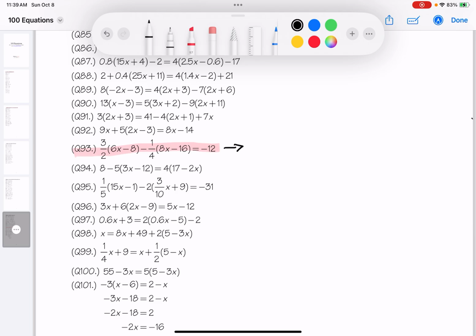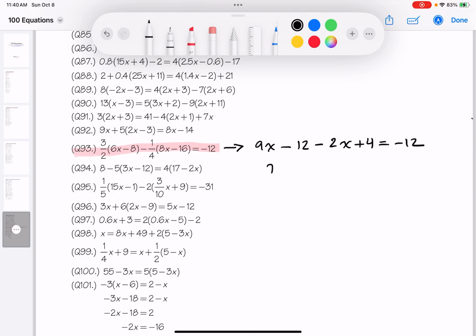Well, 3 halves times 6. 2 goes into 6 3 times, and 3 times 3 is 9, so 9x. Minus, well, 2 goes into 8 4 times, and 4 times 3 is 12. Minus, well, 4 goes into 8 2 times, and 2 times 1 is 2. 4 goes into 16 4 times. You get minus a minus, which is plus 4. Minus 12. Let me just check. And you get, let's see, 3, 9, yeah. 2, 12, I see that. Minus 2x. Yeah, I think I did okay.